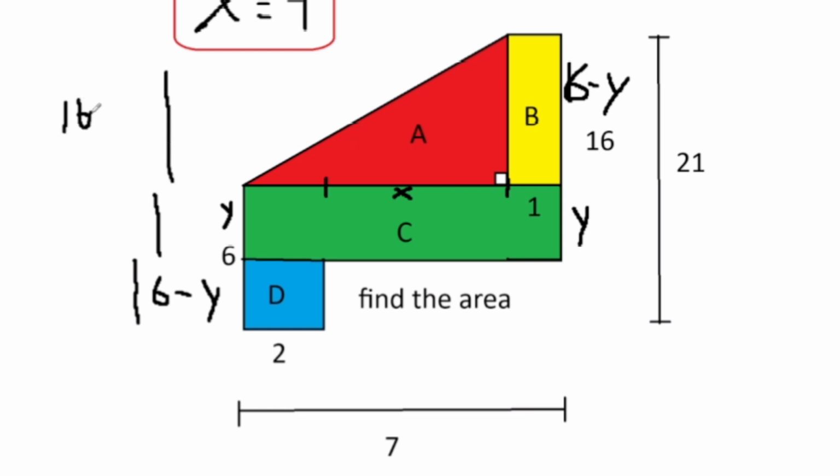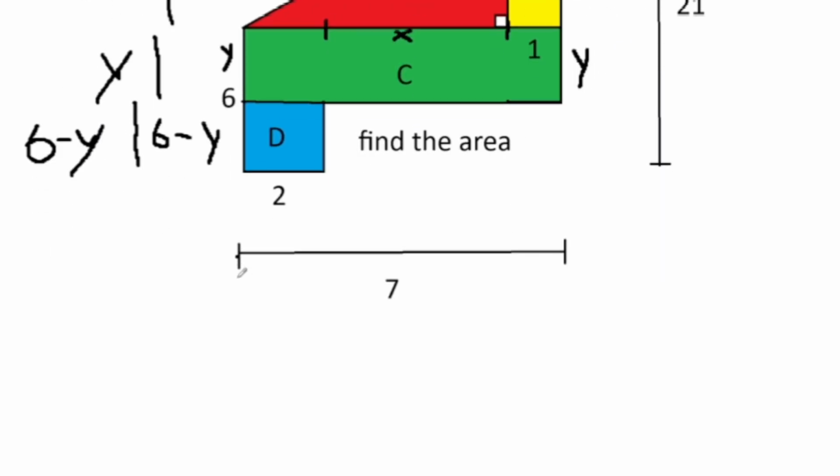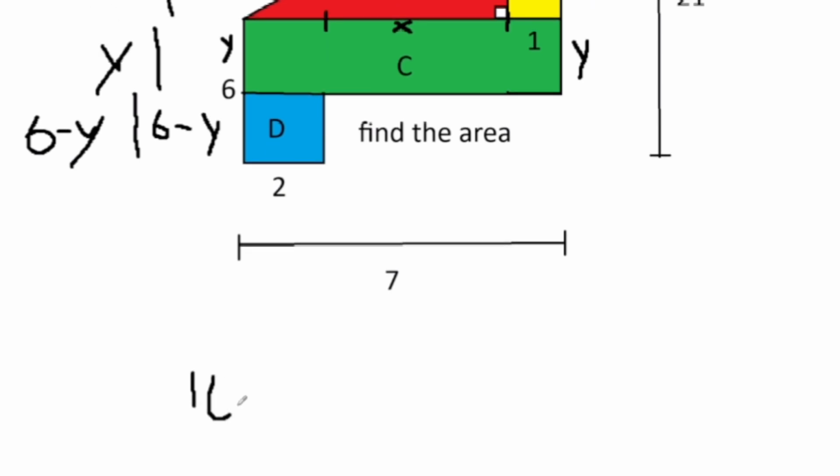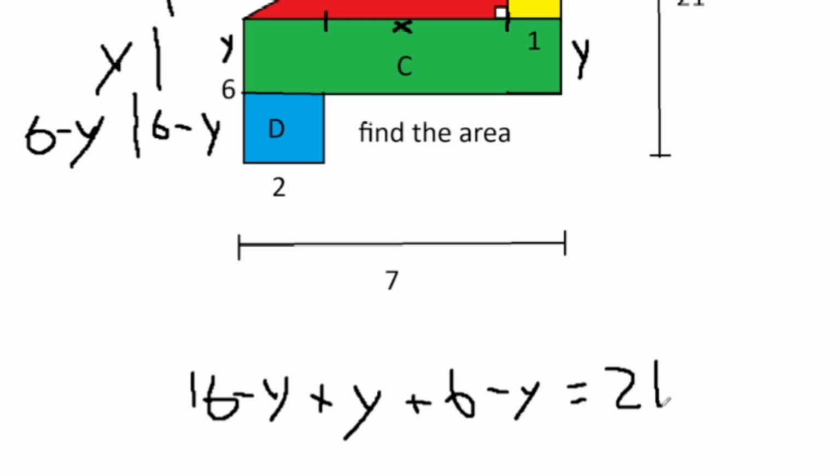So let's just do this. 16 minus y. This is y. And this is 6 minus y. And all of this is equal to 21. So let's write this down. So 16 minus y plus 6 minus y. And all of this is equal to 21.